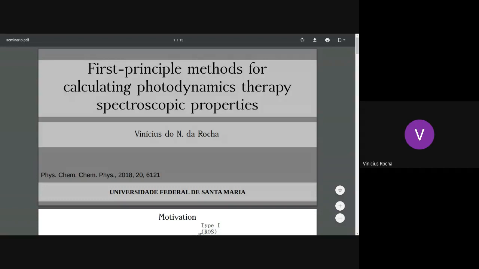So the title of the seminar today is First Principles for Calculating Photodynamic Therapy Spectroscopic Properties. Here we have the original work. Can you see my screen? Yes, it's okay. Here we have the original work.